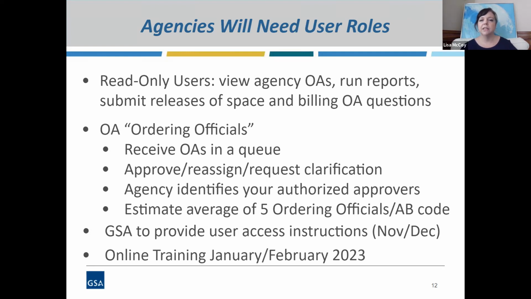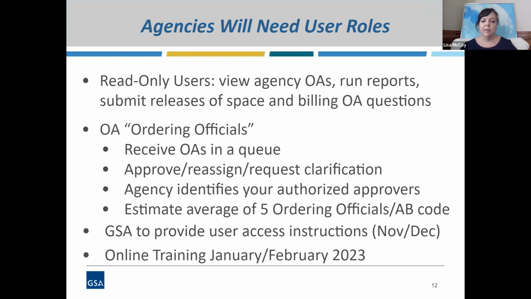The way it works is when GSA sends over an OA, there's going to be a queue of people that have been given the ordering official rights from their agency to be able to approve an OA. Now you have to grab that OA when it comes in in order to review it and approve it. So as an agency, you'll need to decide, do we have geographic differences, and we want to say these three people only approve OAs from this region and these two from this other region? Or are you smaller and you can have two people who are capable of approving OAs from any location?